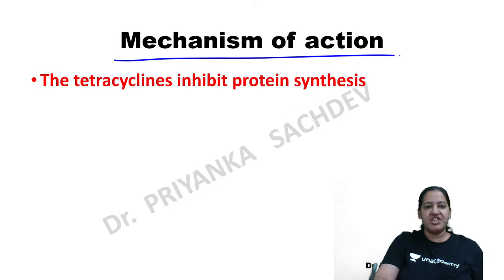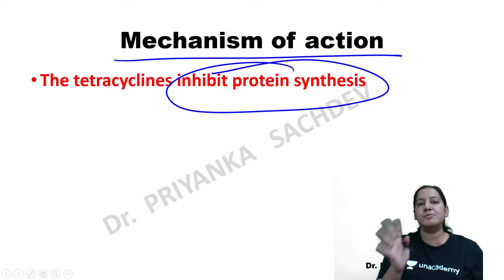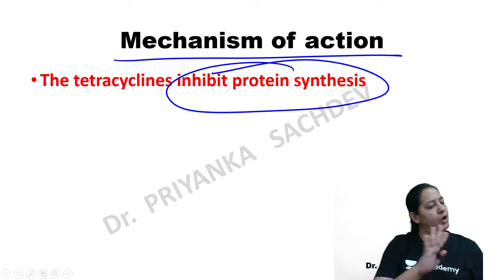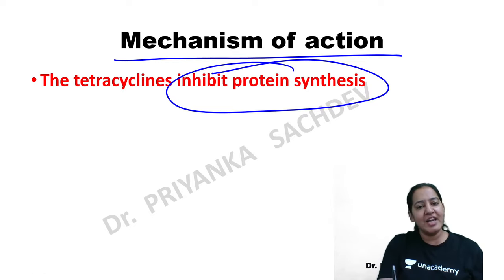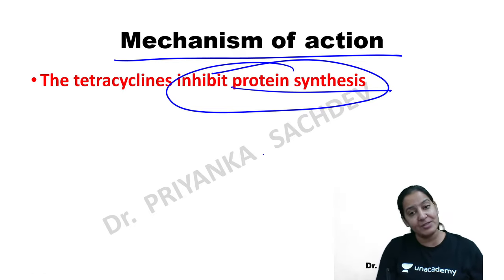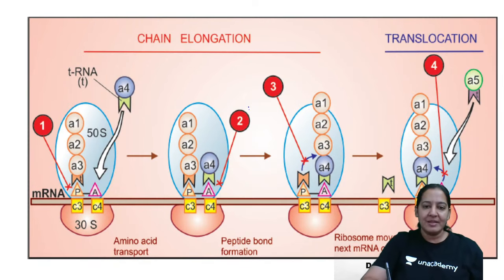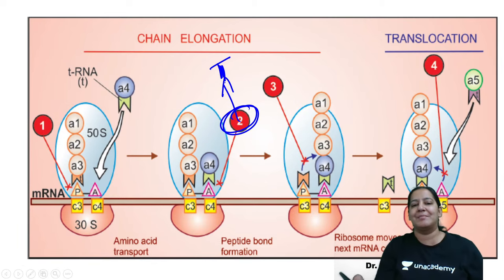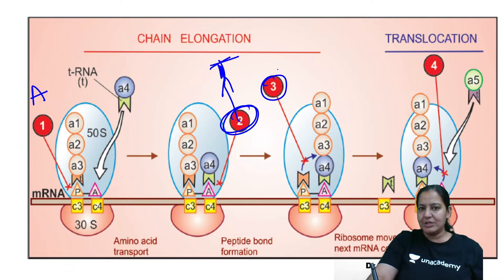So mechanism of action, first of all, say it inhibits protein synthesis. It does not act on cell wall, cell membrane, or nucleic acid synthesis. It inhibits protein synthesis. That is, it acts on ribosome. It inhibits the translation in the protein. You can see the four steps. This one is aminoglycoside, this one is tetracycline, this one is chloramphenicol, and the fourth one is erythromycin. I have already explained you this mechanism.